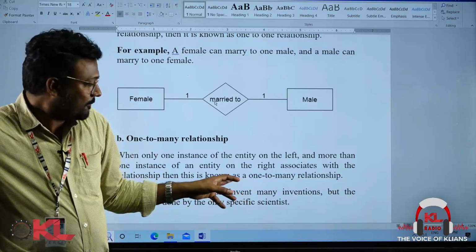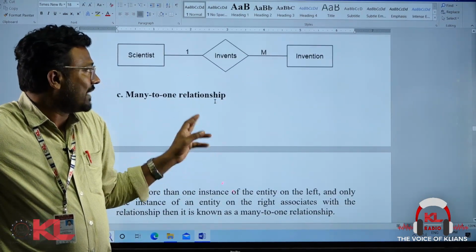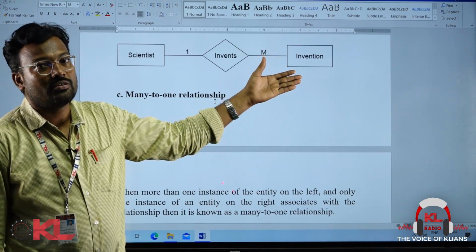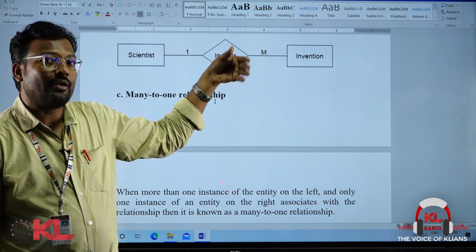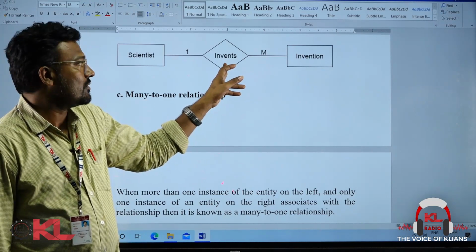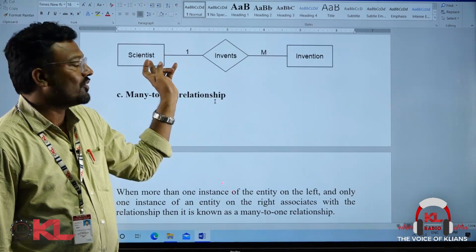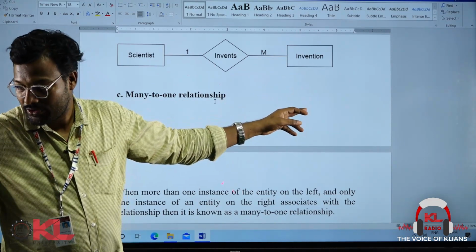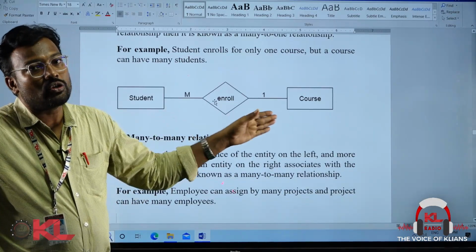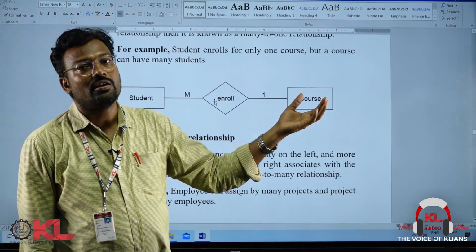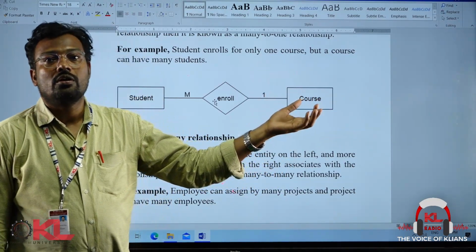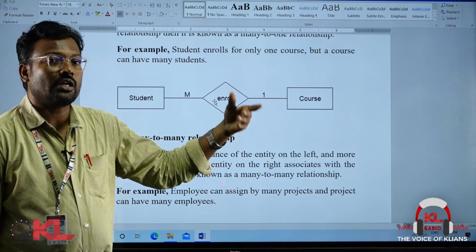And coming to one to many, scientist: a scientist can make many inventions. Not only one idea, he can implement many ideas. So, one to many. Here the relationship name is invents, and the entities involved in this case are scientist and invention. And coming to the third one, many to one. A student can enroll in many courses. A student in a particular semester is not only enrolling in Python, may also enroll in AI, may also enroll in data science, that depends on the curriculum in that semester.